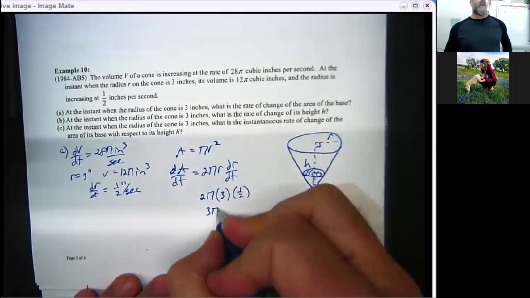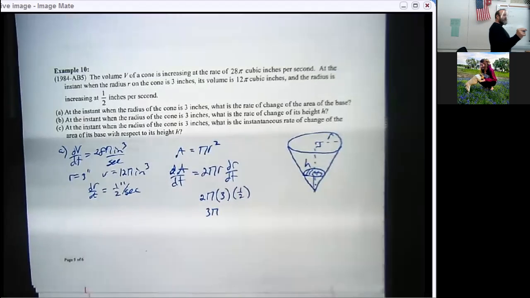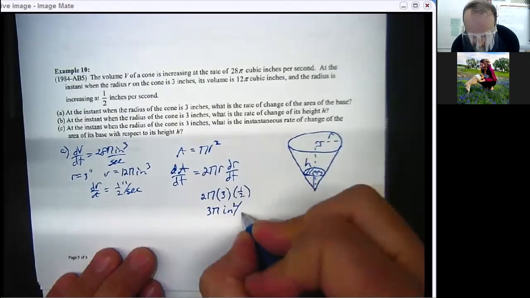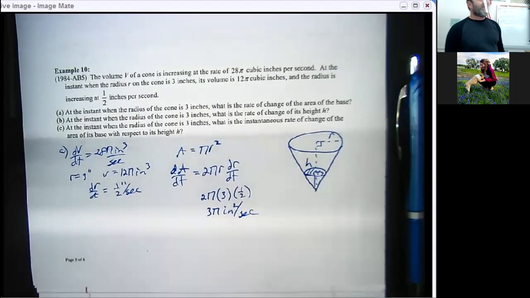Careful about this. What's the units on it? What is changing? Well, dA dt would be the rate of change of the area. So what unit should I have if I'm right? Inches squared per second. Hey, you guys just did your first AP question.